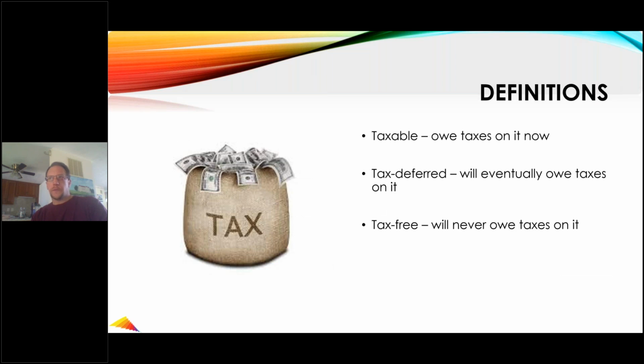I want to make sure I cover definitions. Taxable money is money that we owe taxes on now. Examples of that are savings accounts, your typical brokerage account where you're investing money, things like that. Tax deferred means you're eventually going to owe taxes on it. That's going to be your traditional IRA, your employer sponsored plans, things like that. And then tax free is going to be a Roth IRA, potentially ABLE account.